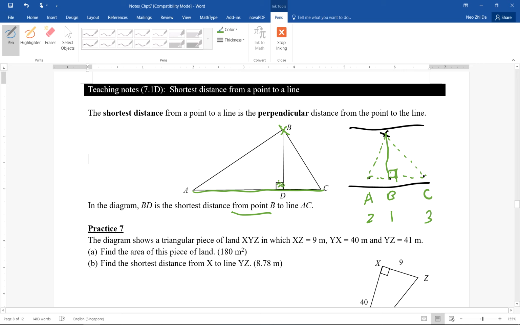Now, why is this so important? Why is this heavily tested that I need to put it in another portion? Because they like to set this type of pattern.